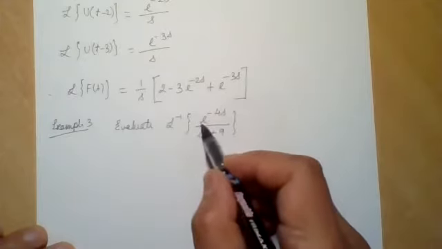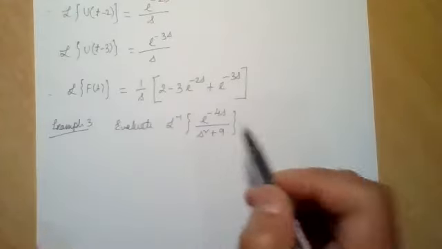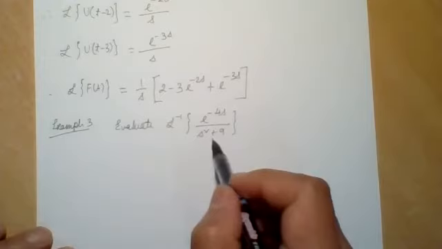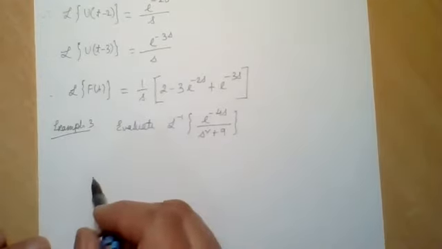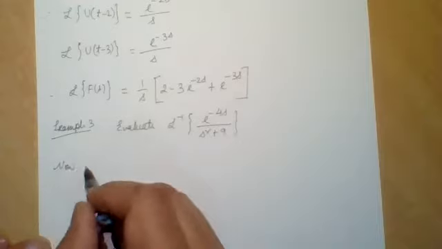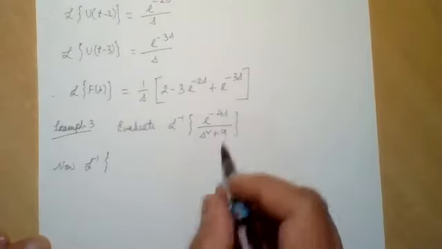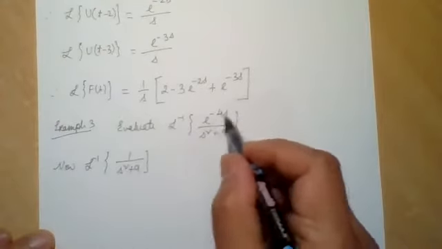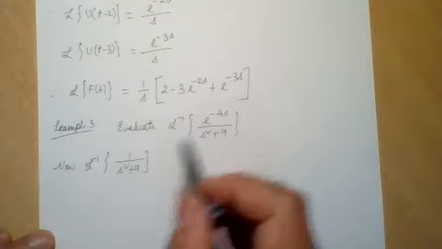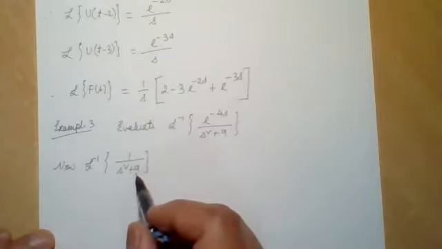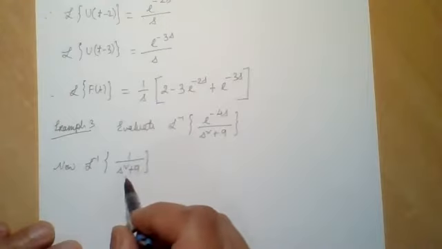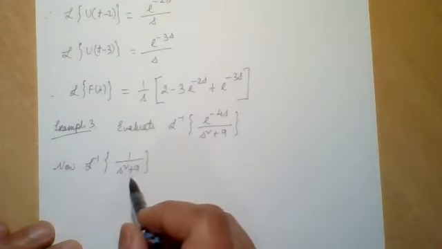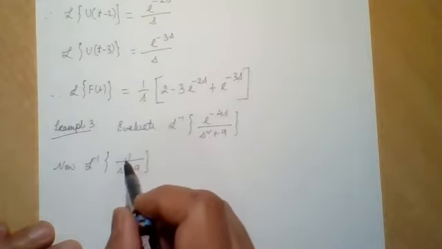So we remove this and first find the inverse Laplace transform of the remaining terms. That is 1 by s square plus 9. So you remove e to the power minus 4s for the time being, and first find the inverse Laplace transform of 1 by s square plus 9. This is like the Laplace transform of sine 3t, except that one term 3 is missing in the numerator.